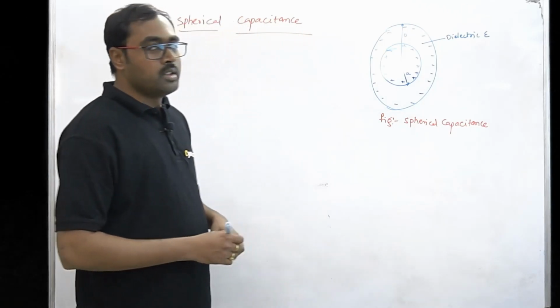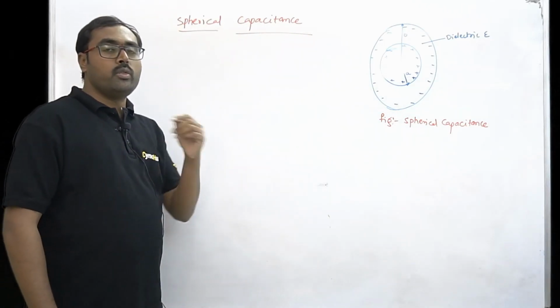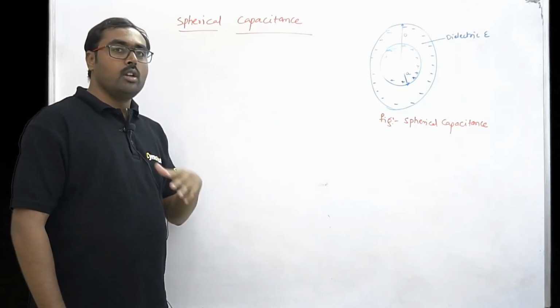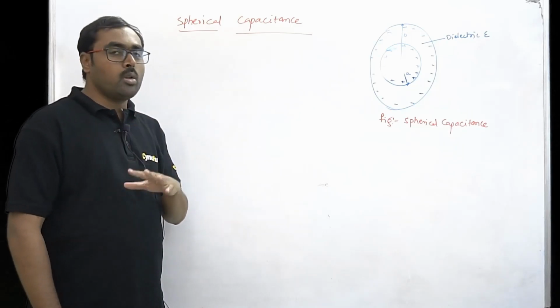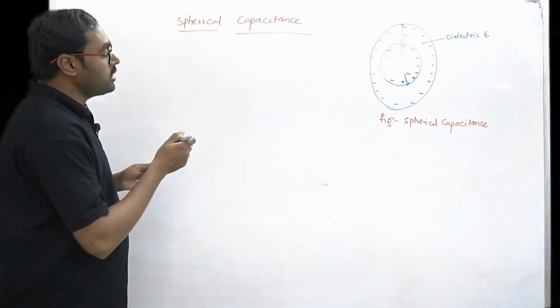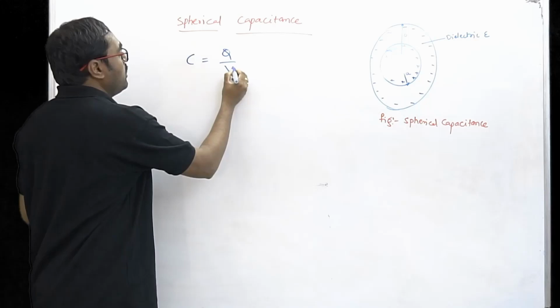Here in this video we are going to explain the spherical capacitance. Before going to the spherical capacitance topic, first of all, what is meant by capacitance? In the electromagnetic field, what is the definition of the capacitance? The definition of the capacitance is C equal to Q by V.